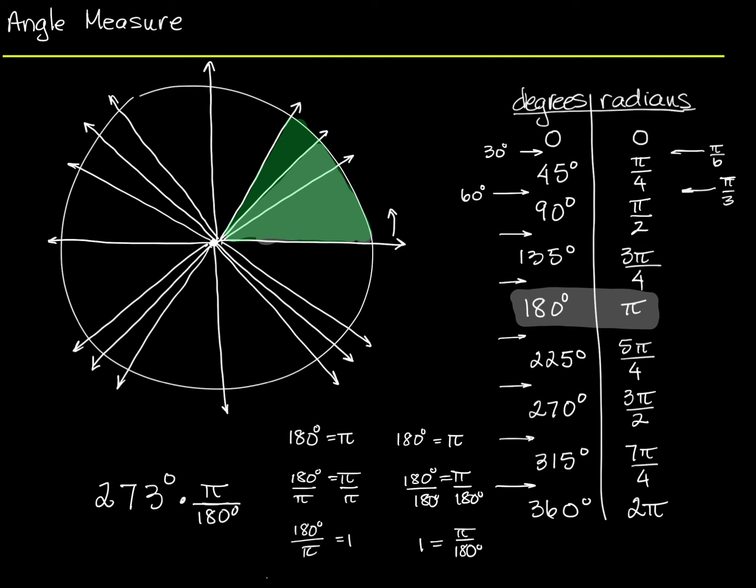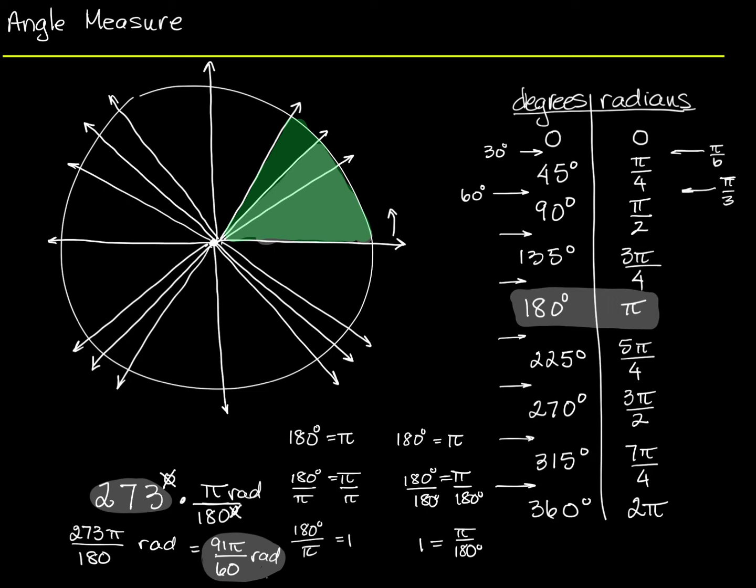So what I can do now here is cross out or cancel my degrees, and I have 273 pi over 180 radians. This was in radians. That simplifies to 91 pi over 60 radians. So 273 degrees is equal to 91 pi over 60 radians.